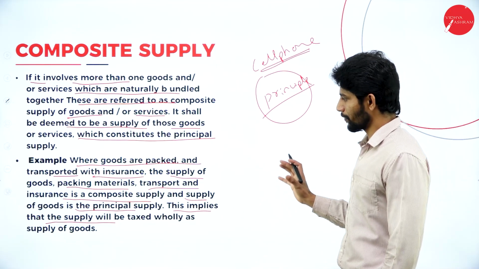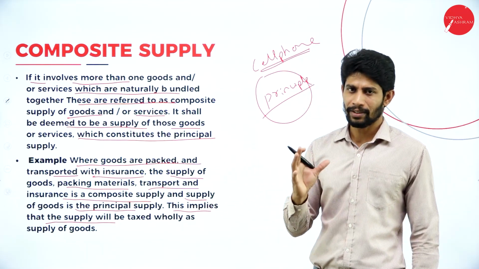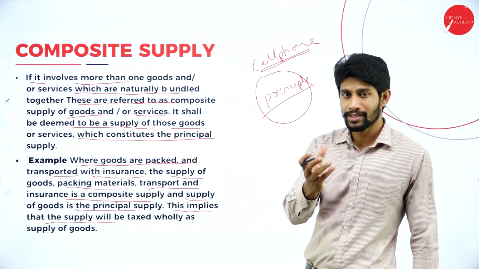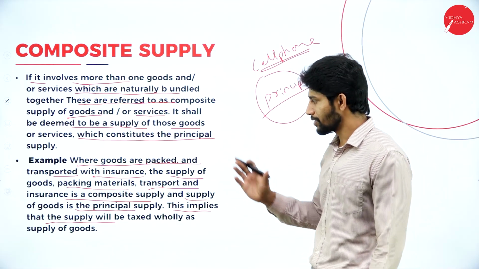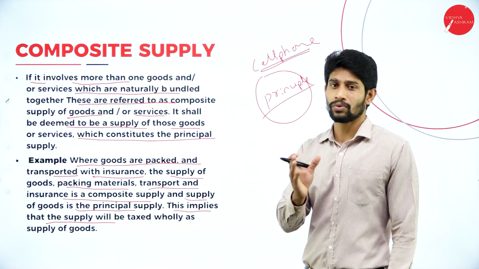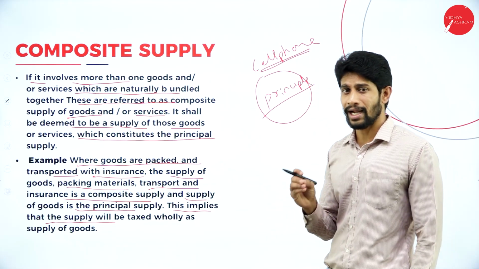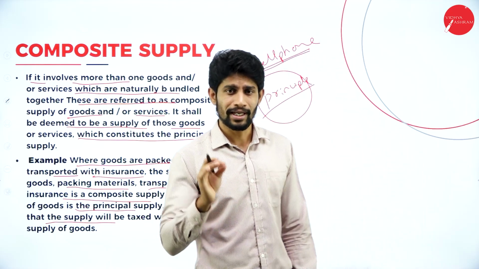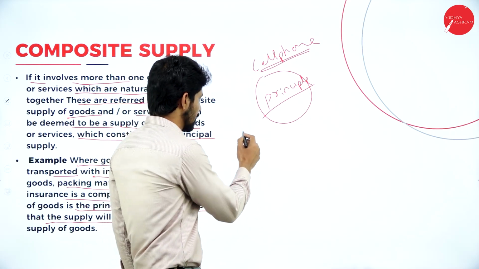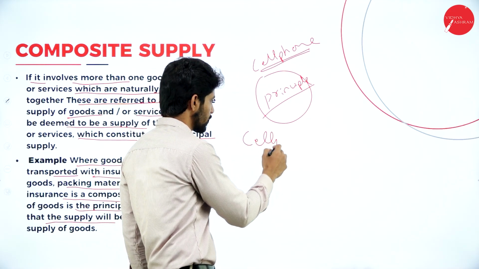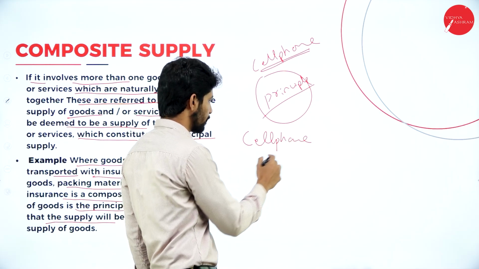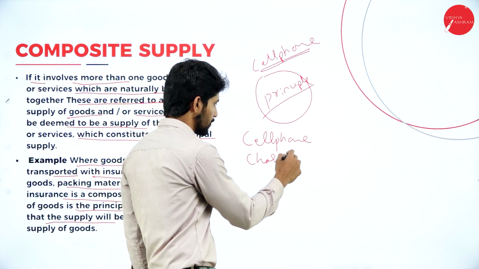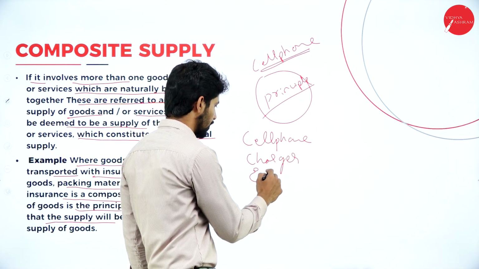Here, along with the goods, if you are adding the packing materials and insurance charges and all, the supply of goods will be the principal supply, and packing and insurance will also be included in the supply of goods, and we will be computing the tax on the total value. Another example is again the cell phone. In the box you will have the cell phone, a charger, and an earphone.